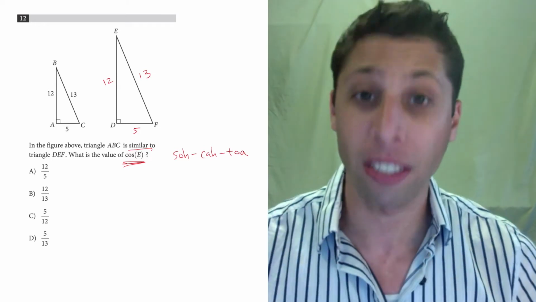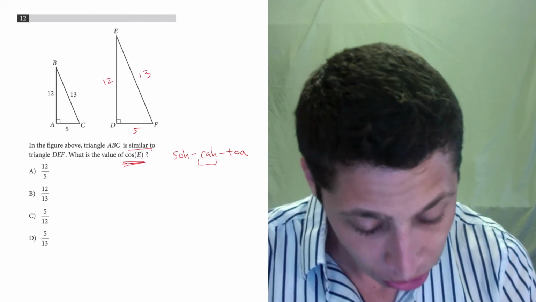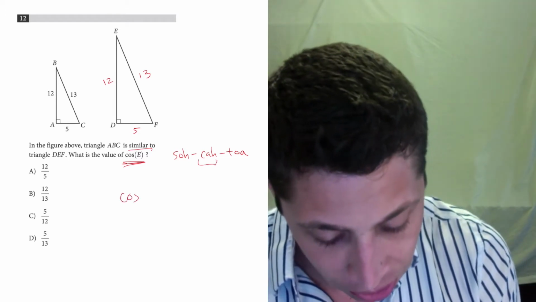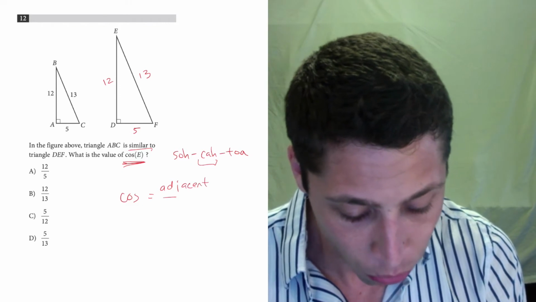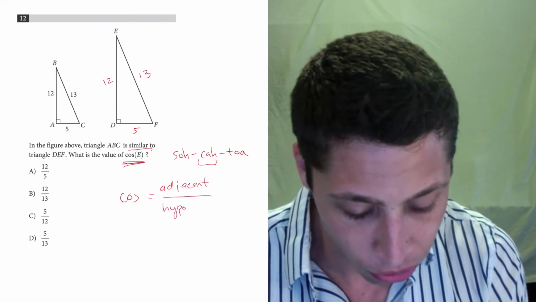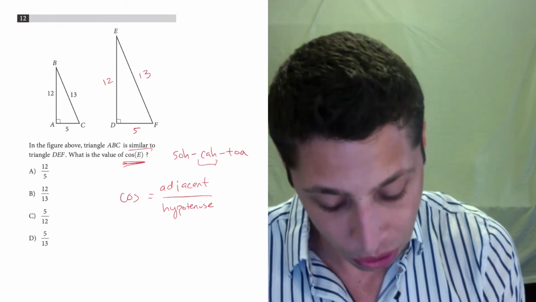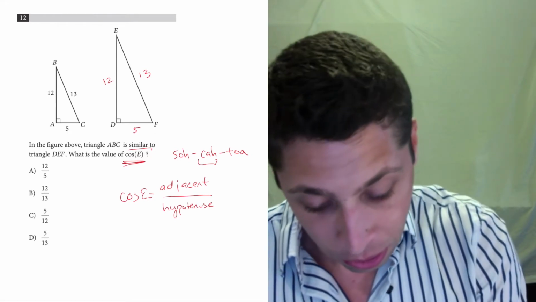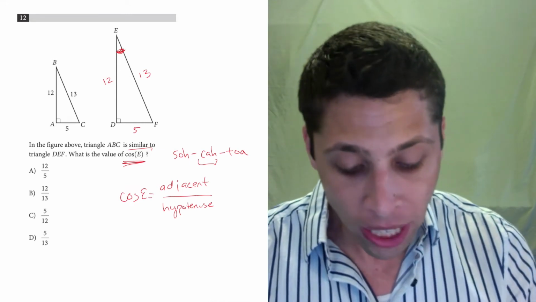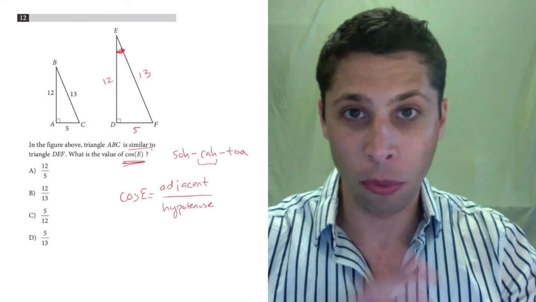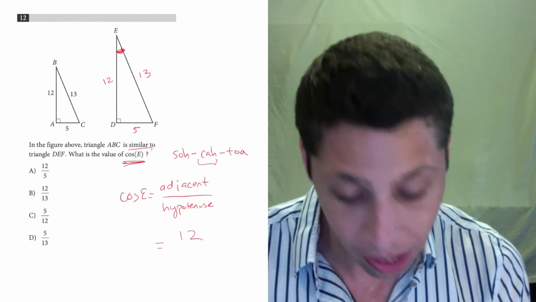our little mnemonic device for memorizing the trigonometry rules, we know that cosine is going to be the adjacent side over the hypotenuse. Right? And specifically they're asking for cosine of E, so that's this angle right up here at the top. And the adjacent side is just the one that's next to it, and so that's going to be, in this case, 12.